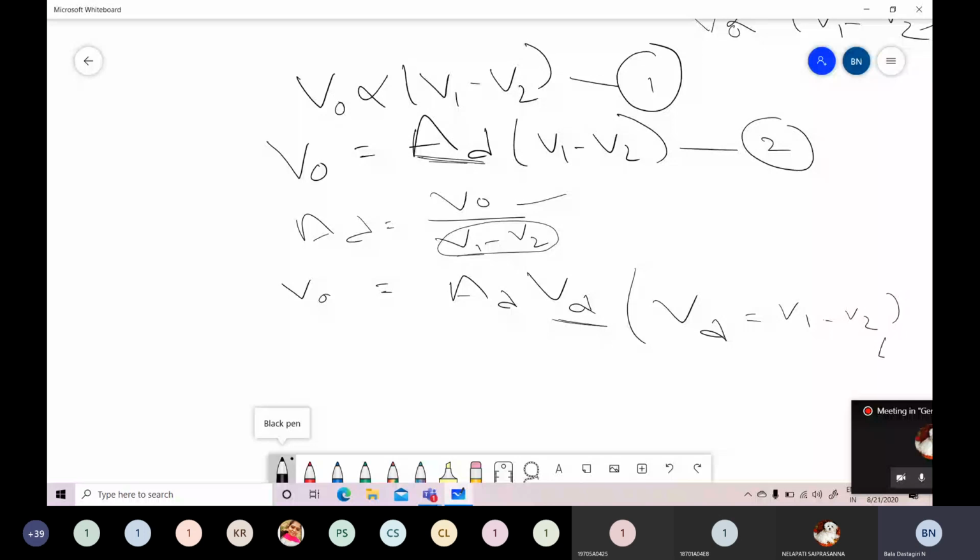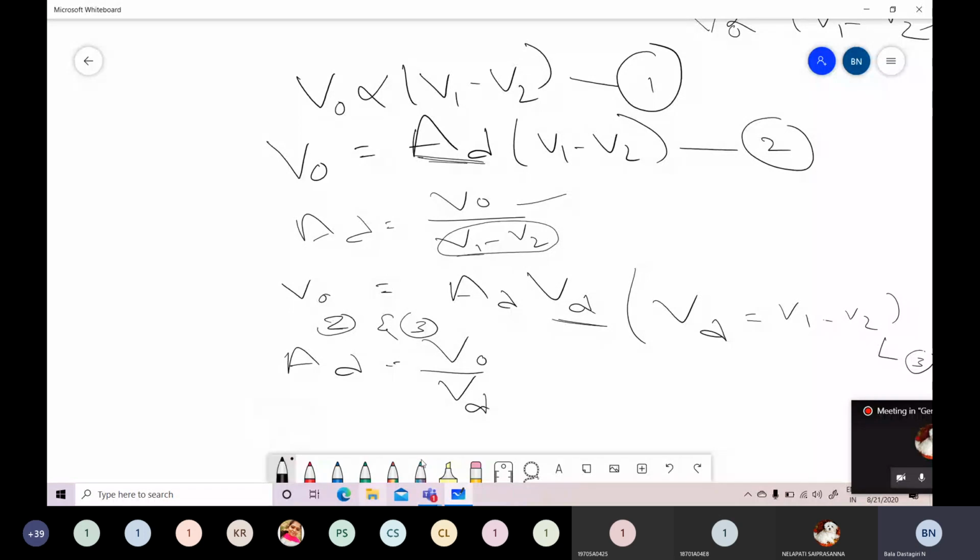So from 2 and 3, what you can write is AD is equal to V0 by VD. From equations 2 and 3, you can write AD is equal to V0 by VD, which is nothing but the differential gain. So AD is nothing but the differential gain.